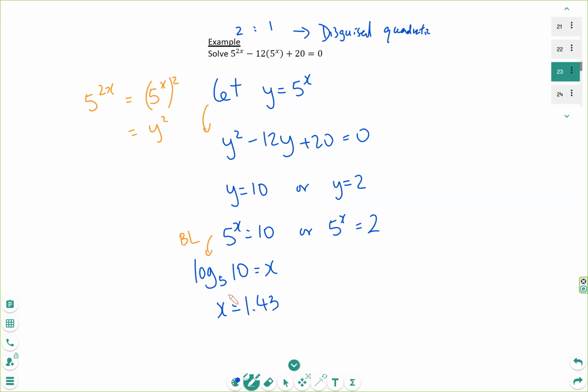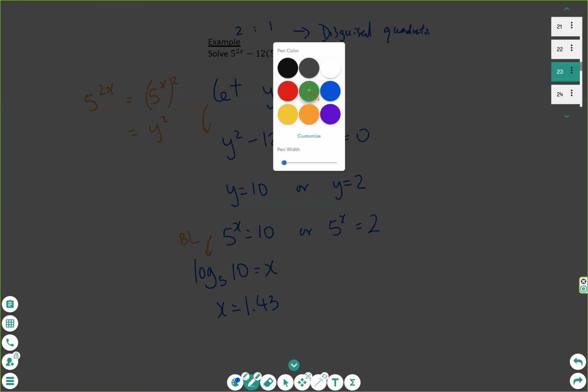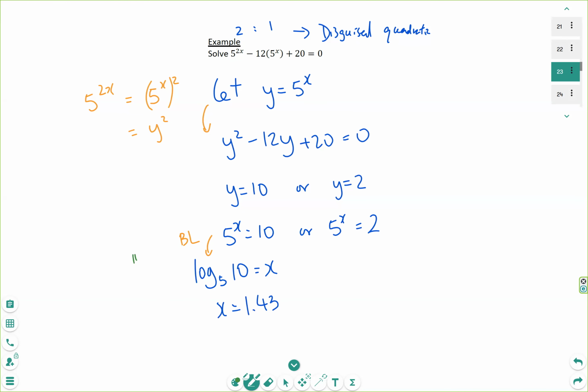Now, there's a different way. Actually, let me double check my answer on the calculator. Log base 5 of 10 is indeed 1.43. There's another way to do this. This is method 1. And this is method 2.